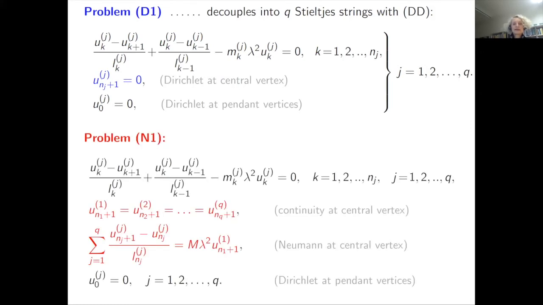The other problem is different. The first equations are the same. The Dirichlet conditions at the outer vertices are the same. Now the continuity is a bit different, because the values are now not 0, just equal. And the Neumann condition at the central vertex now takes the form that you can see here. Because we can have this mass capital M in the middle, we don't have 0 here in general, but we have M times the spectral parameter lambda squared. So as here, it also appears in one of the vertex conditions, in the matching condition.